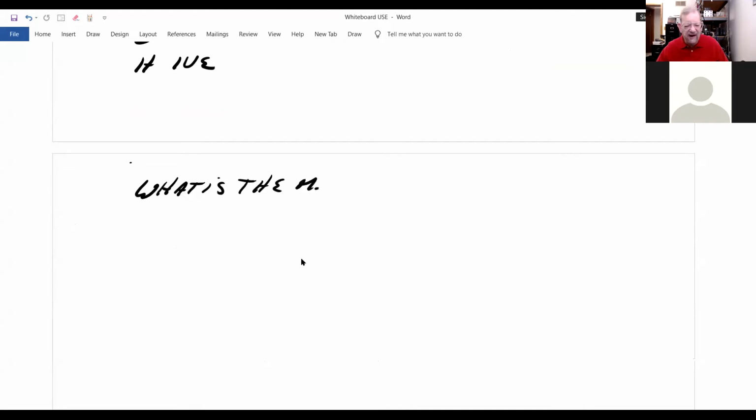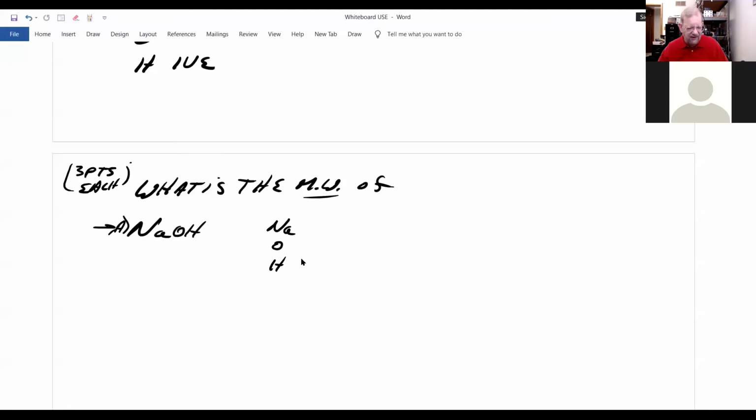Now I'm going to abbreviate on a test. I'd put molecular weight of, let's do sodium hydroxide. I don't know if I did that last time. So how do you get the molecular weight of sodium hydroxide? It's the sum of all atomic weights: 1 sodium, 1 oxygen, 1 hydrogen. You look at the periodic table, and these I know by heart, because I work with them enough.